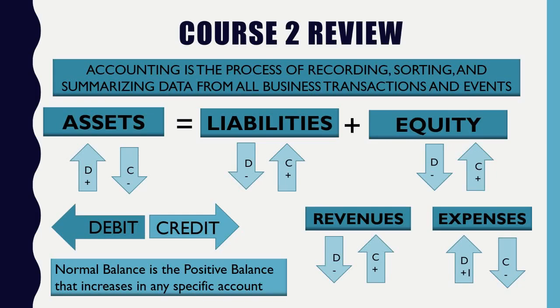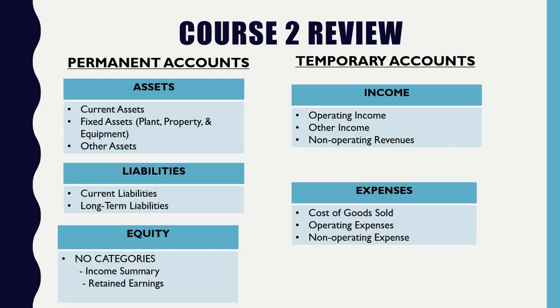What did we learn, or chapter 2, excuse me. What did we learn? Well, we went over what accounting is. We went over the 5 account types, your asset, liabilities, equity, revenues, and expenses. We talked about what debits and credits do. We talked about the normal balance, right? Whichever side is the positive side is considered your normal balance. And then we talked about the different categories that fall under each account, and we have it separated by your permanent and your temporary accounts.